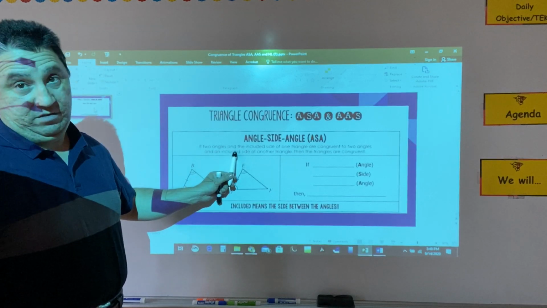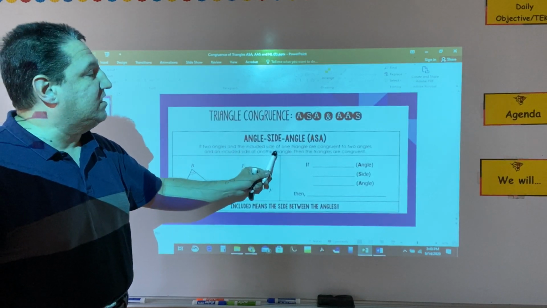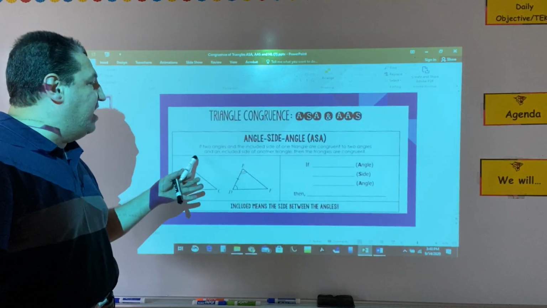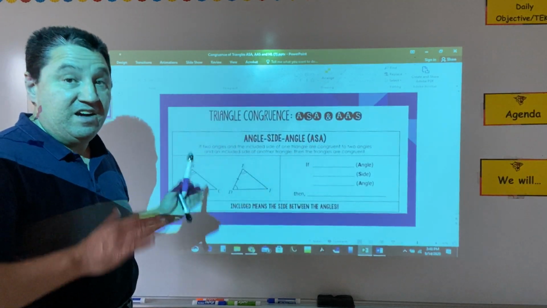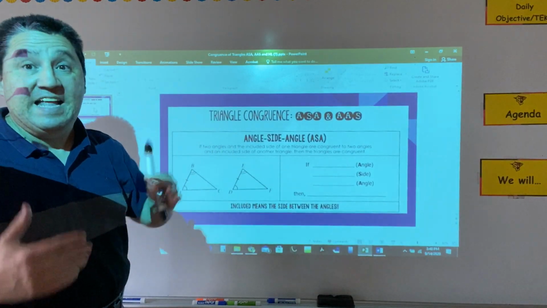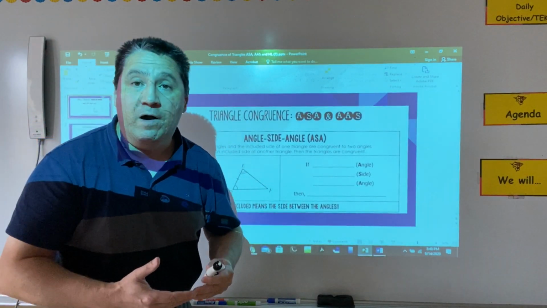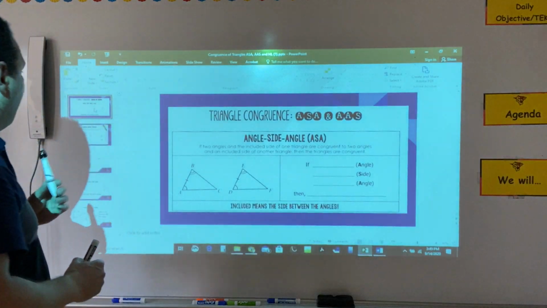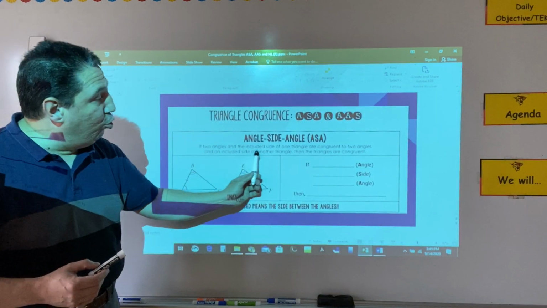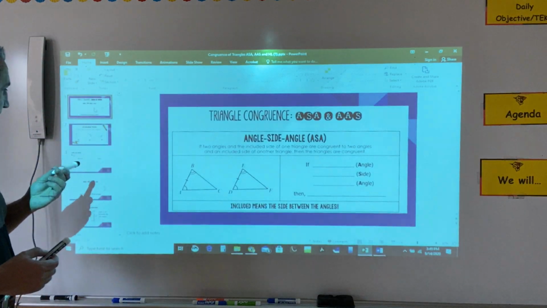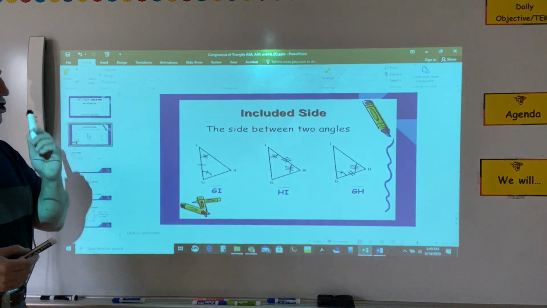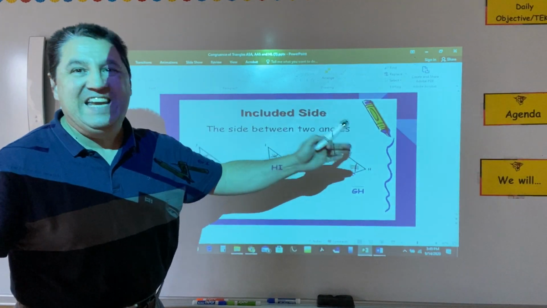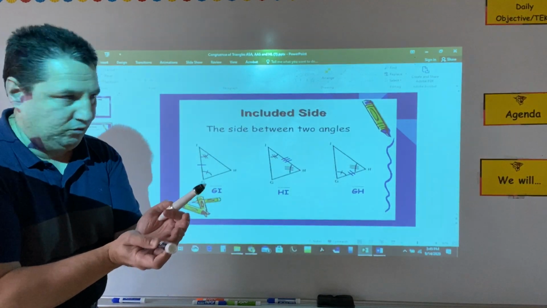If two angles and the included side of one triangle are congruent to two angles and the included side of another triangle, then the triangles are congruent. Now, what does included side mean? So, included side means the side that is between two angles, right?